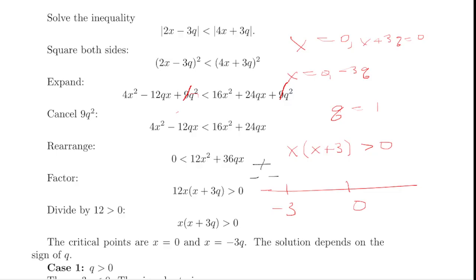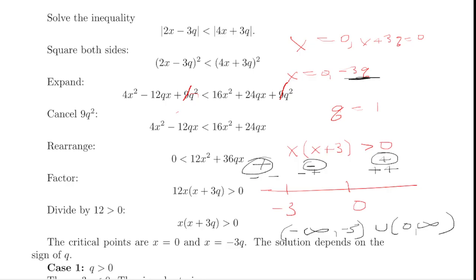And if we pick a number between negative 3 and 0, let's say negative 1, we have negative 1 times 2, which is a negative times a positive, giving us a negative. And if we pick a number greater than 0, let's say 1, we have 1 times 4, both positive, so we end up with a positive. So the only case when this is greater than 0 is negative infinity to negative 3, union 0 to infinity.